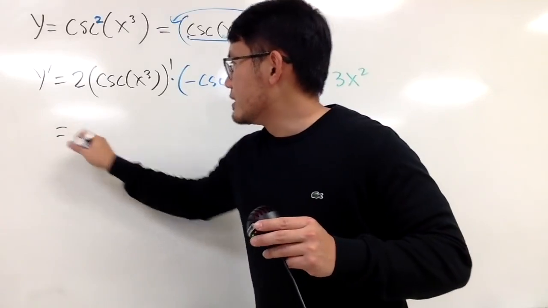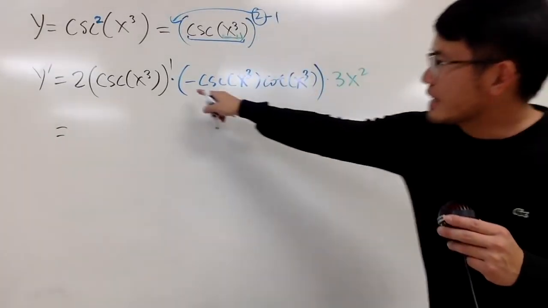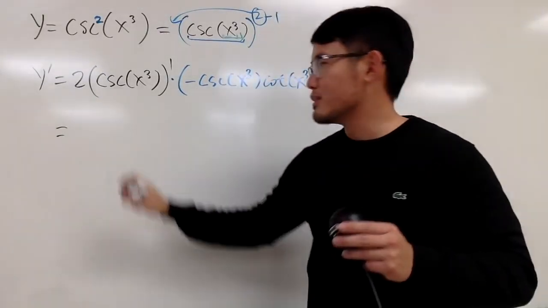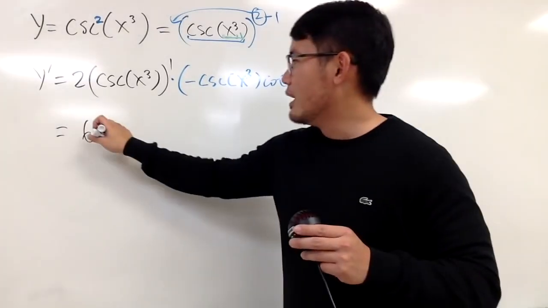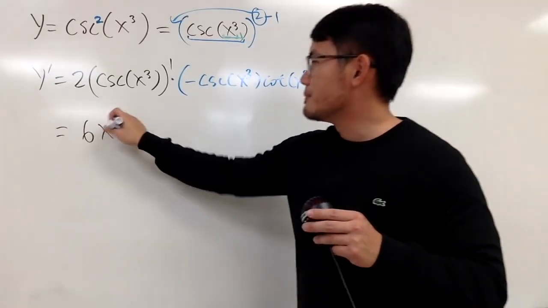All right, so let's see. 2 times negative times 3, of course that's 6. And then we have the x squared right here, so let's put that down as well. X to the second power.